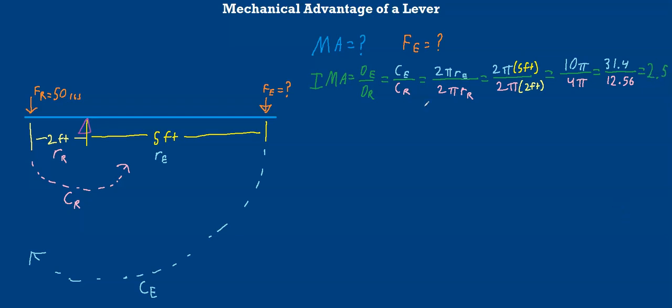2.5. And you may be looking at this and thinking to yourself, well, this formula for our IMA is a lot more complicated than it was in an inclined plane. We have to find these circumferences as well.